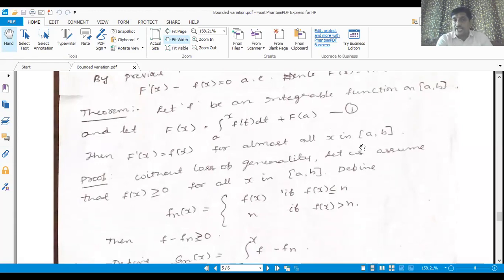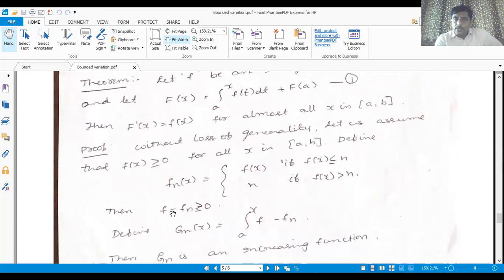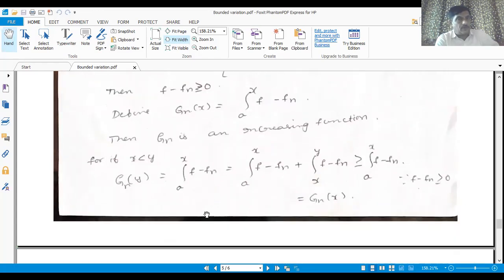Without loss of generality, here we are assuming that f of x is greater than or equal to 0 for all x in the closed interval [a, b]. That's why we define a function f_n(x) equal to f of x if f of x is less than or equal to n, and n if f of x is greater than n. Here, since the function itself is positive, f minus f_n is also greater than or equal to 0.